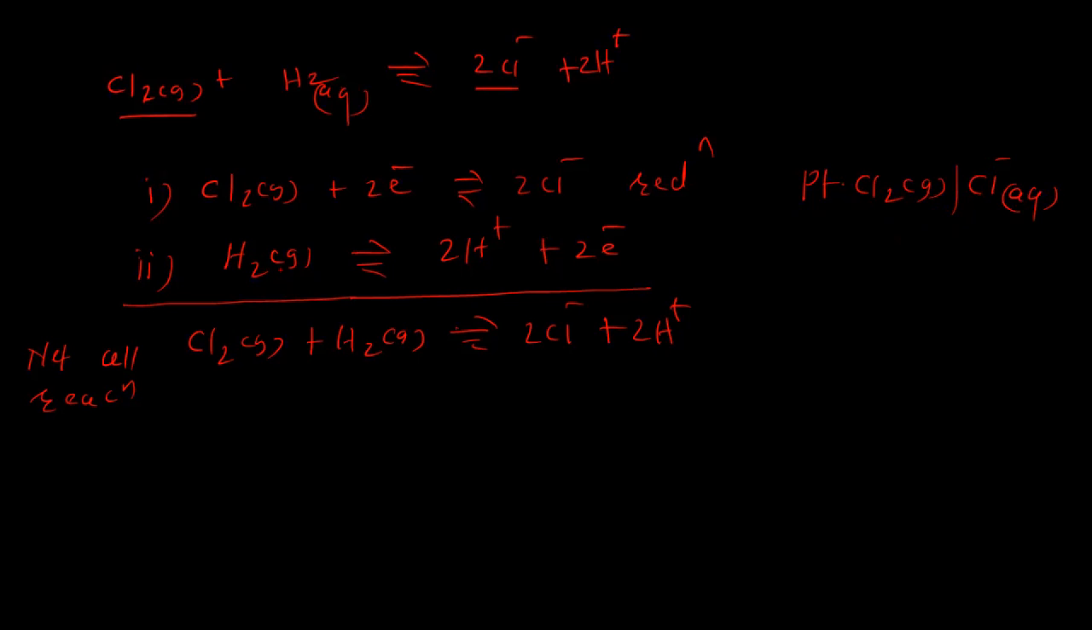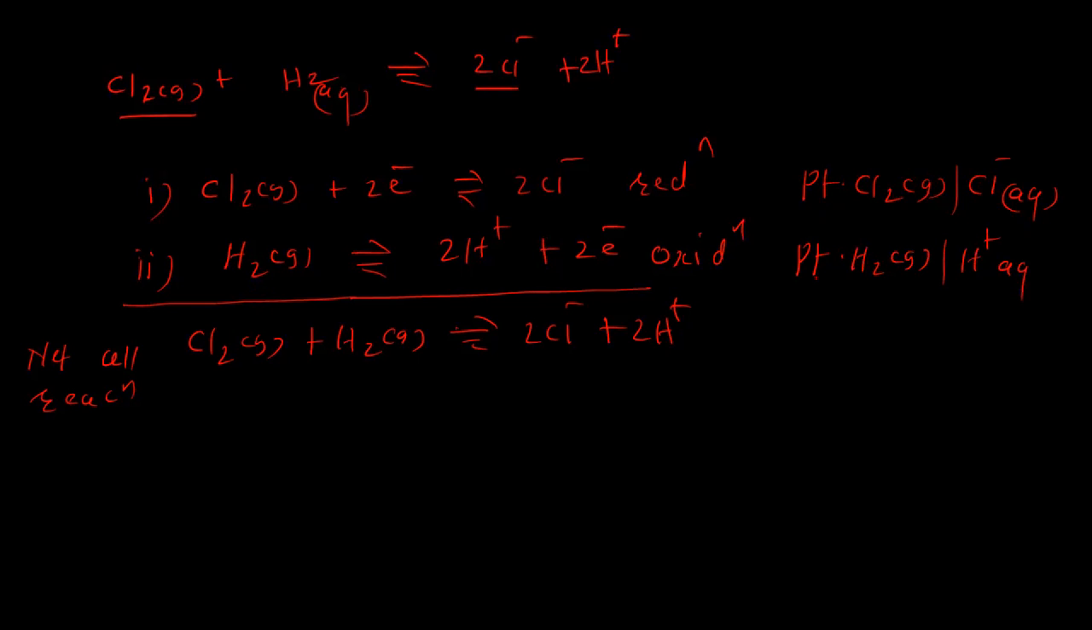Now you can say this is hydrogen gas gives hydrogen ions, oxidation reaction, left hand side electrode. This is the left hand side electrode. Now as hydrogen gas is involved here, this is also a gas electrode, hydrogen electrode. So platinum in contact with hydrogen gas and in contact with hydrogen ions, aqueous solution. So in this way we can write the single electrode or half cell.